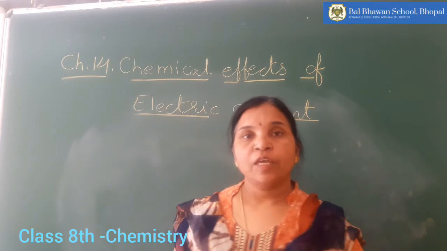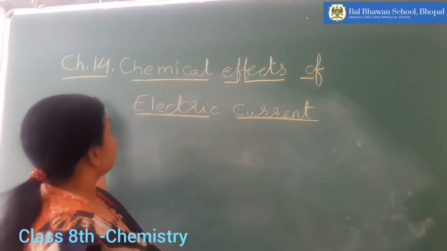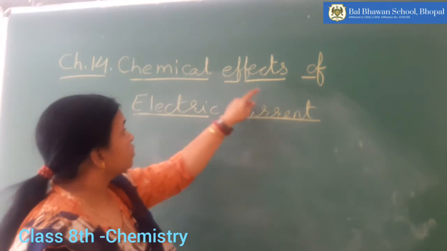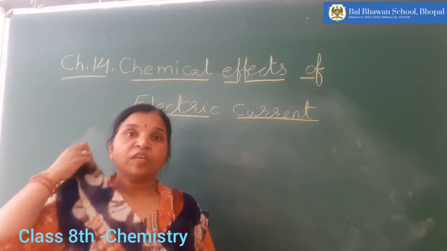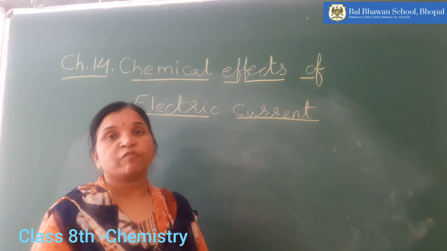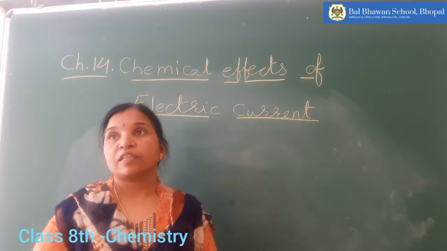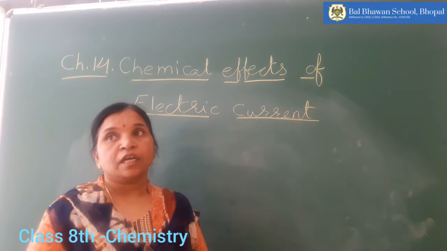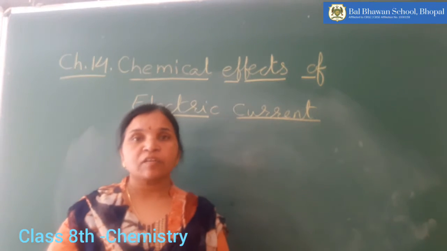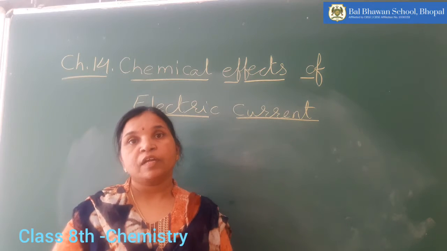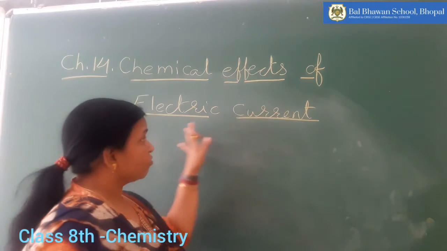Dear students, today we are starting a new chapter, chapter number 14, Chemical Effects of Electric Current. If you remember, last year we discussed two different effects of electric current. Yes, right. We discussed the heating effect of electric current and the magnetic effect of electric current. This year we will be discussing the chemical effect of electric current.